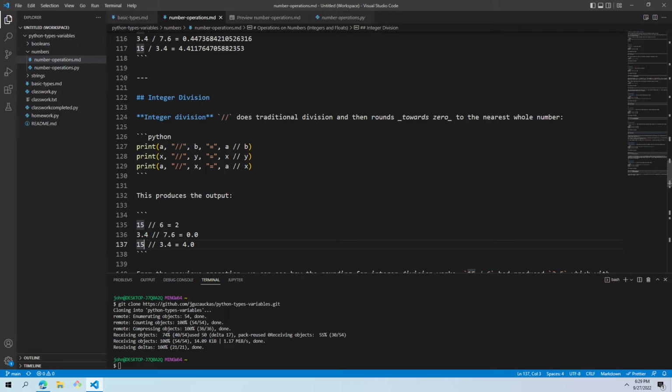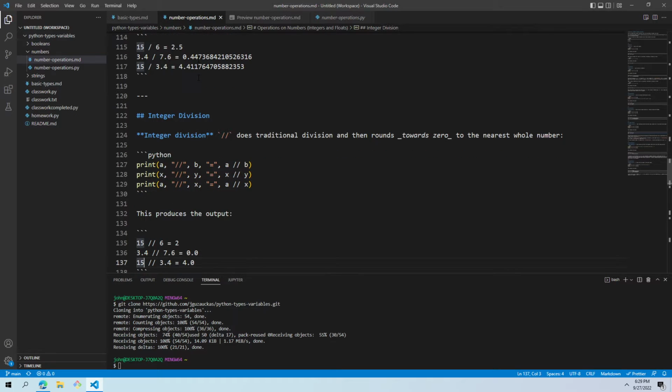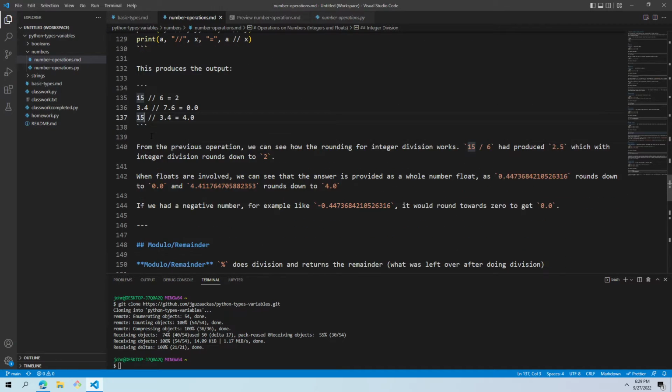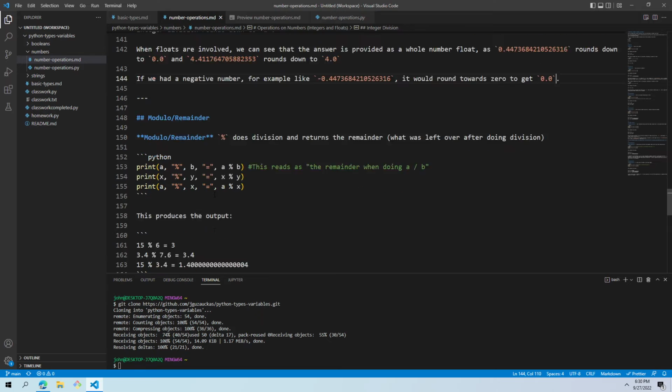So you'll notice that these answers are very similar to the regular division answers, but the decimal point is chopped down. So 2.5 becomes 2, 0.4 becomes 0, 4.4 becomes 4. It's essentially just chopping off the decimal place. So it rounds down effectively every time. And in general, it moves towards 0. So if we had a negative number, it would round it toward 0.0 as opposed to negative 1. It doesn't always go down necessarily.